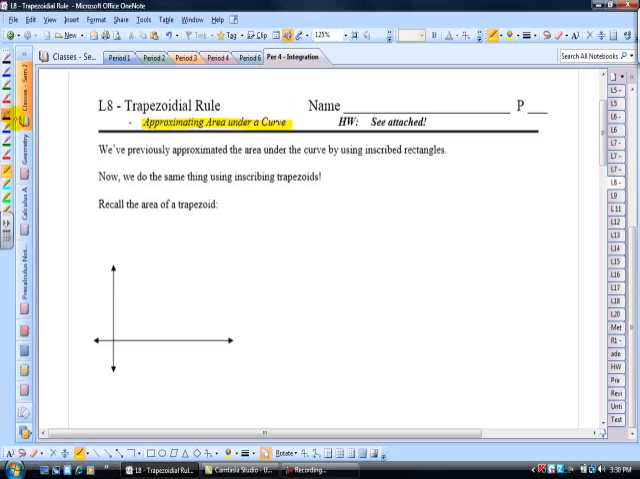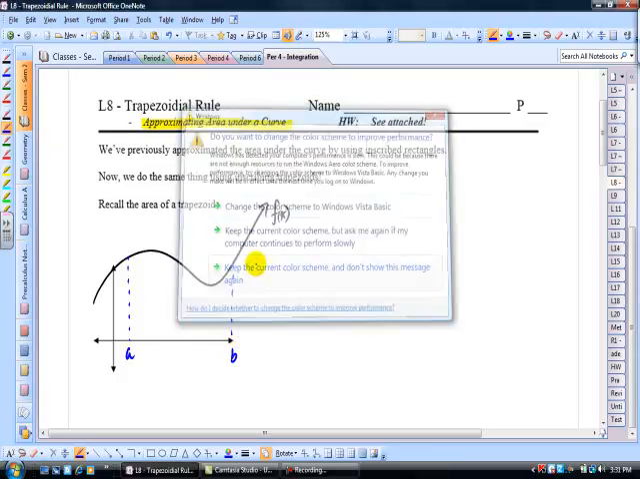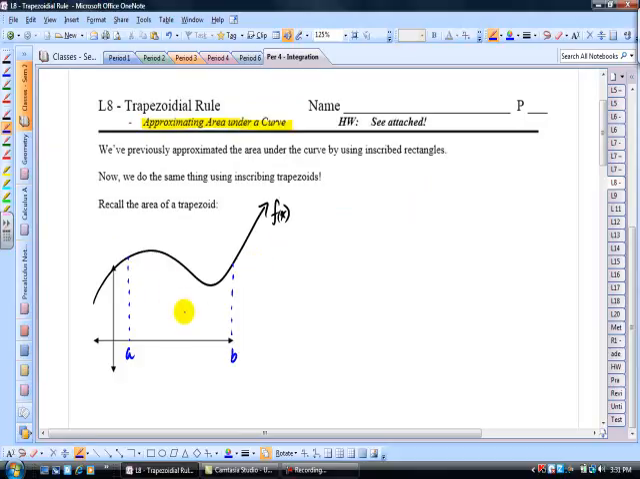So let's start off with a general function, and let's call this function f of x right here, and let's find the area underneath the curve from x equals a, call this point A here, to b, let's call this point B here. These are going to be the upper and lower limits of our integral pretty soon. But let's suppose that we're trying to find the area underneath the f of x here and above the x-axis from A to B using trapezoids, not rectangles.